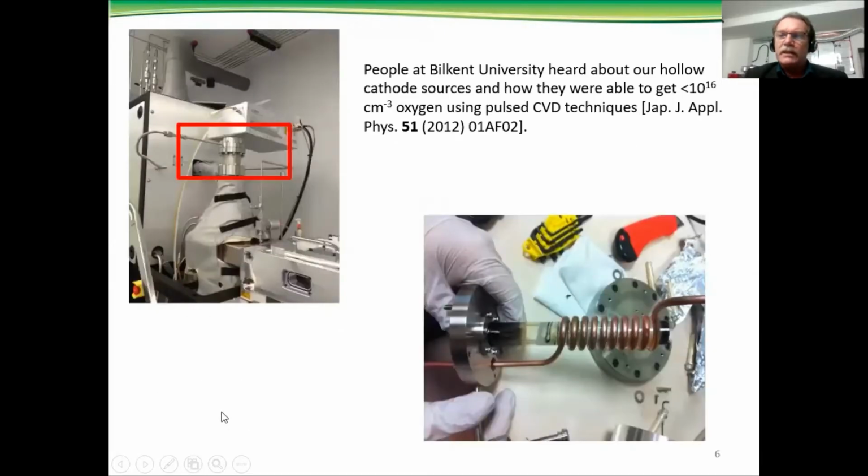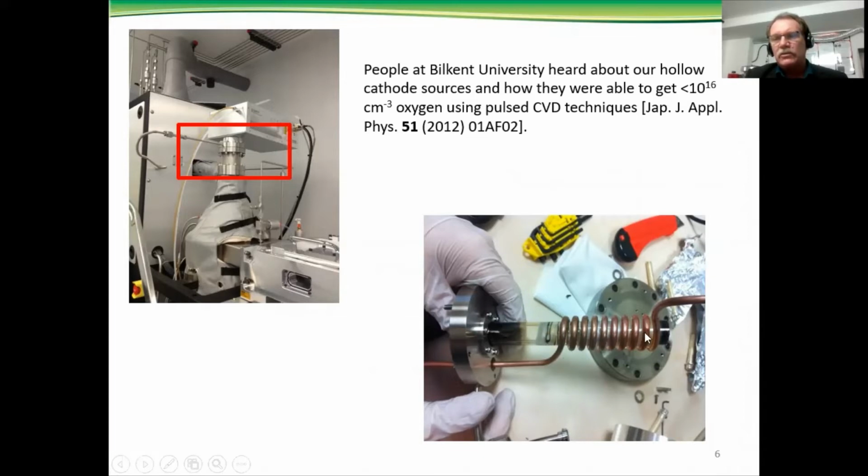And it turns out that people heard about this in the atomic layer deposition community, particularly Bilkent University in Turkey, who were trying to grow gallium nitride and aluminum nitride with their ALD system. And they'd done a few things to try and improve the oxygen content of their films. They put gas purifiers on the system, which you can see up here, and a load lock, and they turbo pumped their system and leak checked it, but they were still getting quite a few % of oxygen in their films.